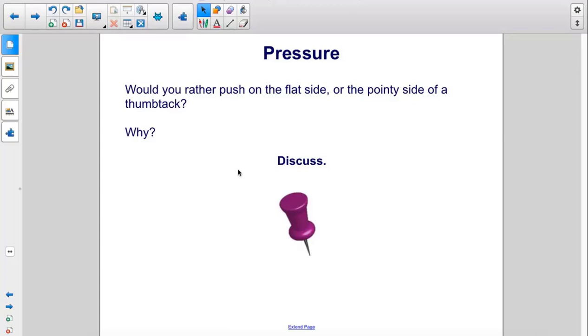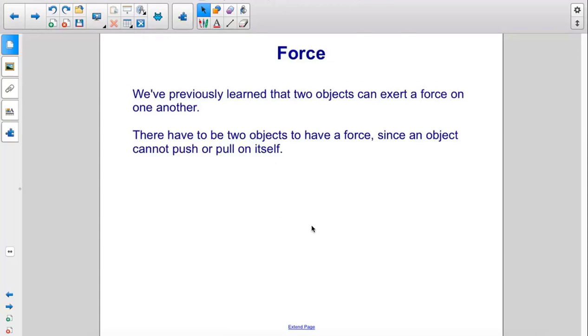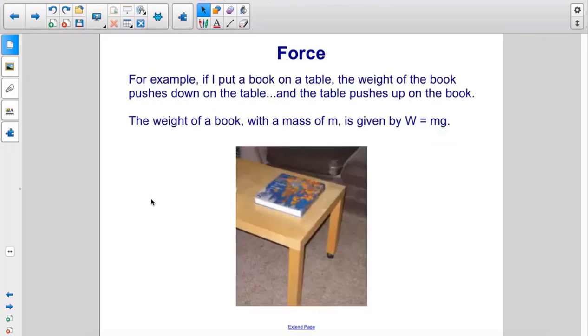Why? Discuss. We've previously learned that two objects can exert a force on one another. There have to be two objects to have a force, since an object cannot push or pull on itself. For example, if I put a book on a table, the weight of the book pushes down on the table, and the table pushes up on the book. The weight of a book with a mass of m is given by weight equals mass times gravity.